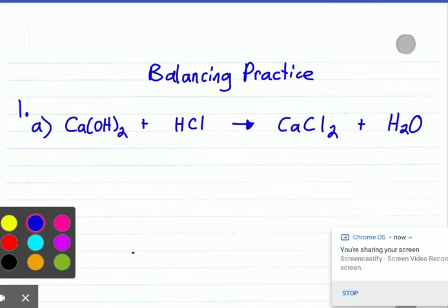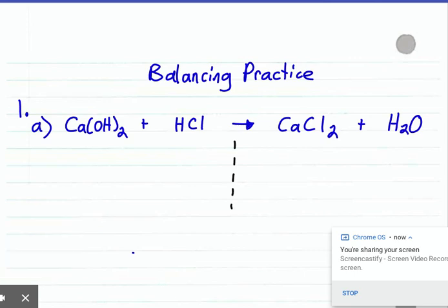So for your practice, you have to do two things. You need to balance this equation, and then you need to classify the equation. So we're going to balance first, doing the same strategy that we looked at in our last video. You're going to separate out your types of atoms and figure out how many of each type that you have on each side of the equation.